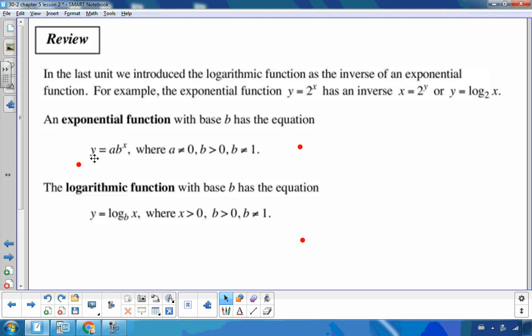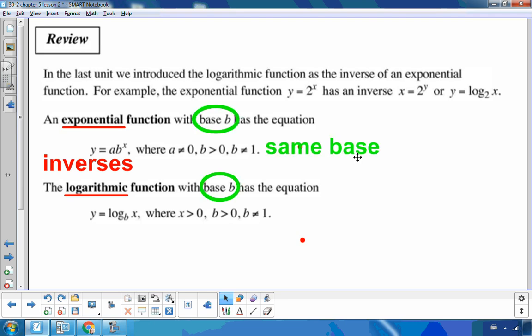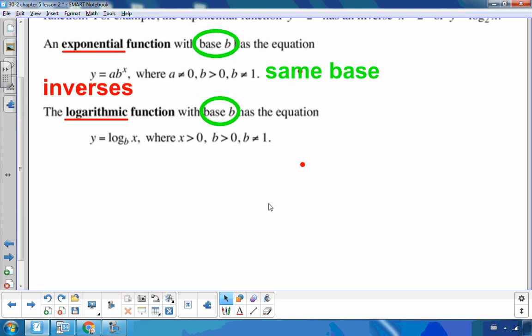So an exponential function with a base of b has this equation, y equals a times b to the x. The log function also has a base of b and has the equation y equals log base b of x. So exponential and log functions are inverses of one another. They undo each other. So the opposite of taking an exponent is taking a log. For each of these, they both have the same base. So the base of an exponent is the same as the base of a log. It's the inverse operation of exponents versus logs which changes.